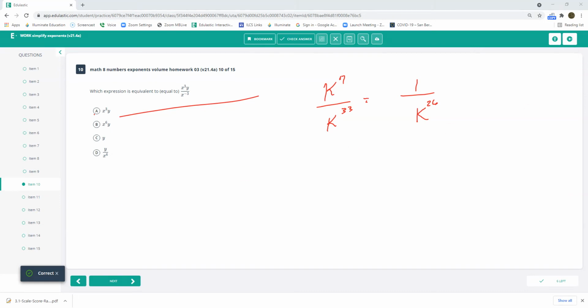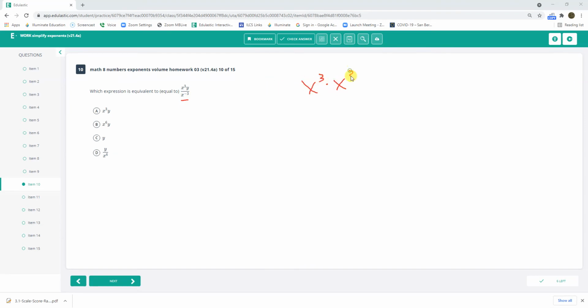Which expression is equivalent to this? What do I have? I have a ticket. I'm going to move that bottom x to the top, so I'll have x to the third times x to the third. That's the bottom one I just moved up, times y. Base add, x to the sixth, y to the first, which is letter B.